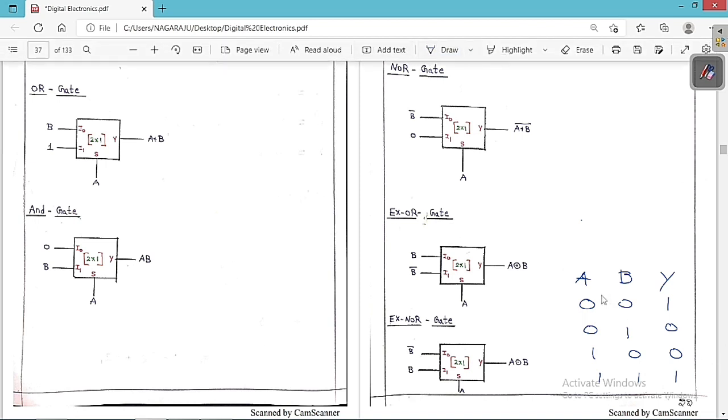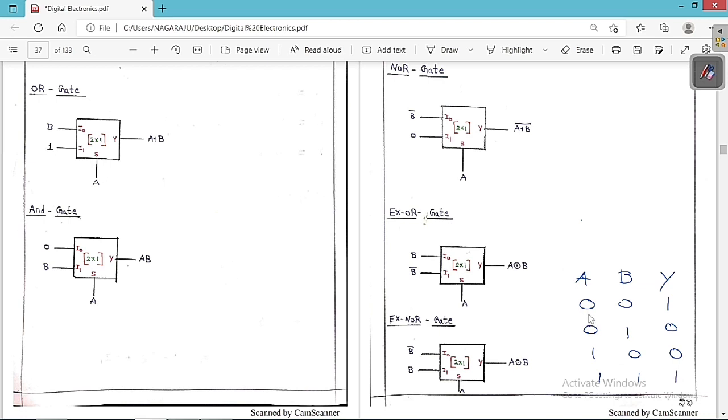So now we are going to build the XNOR gate. If you are going to build the XNOR gate, this is the truth table that you always have to keep in your mind. For AB we get the output Y. For 0 0 we get 1. For 0 1 we get 0. For 1 0 we get 0. For 1 1 we get 1.